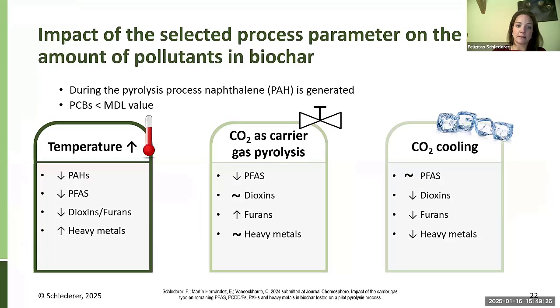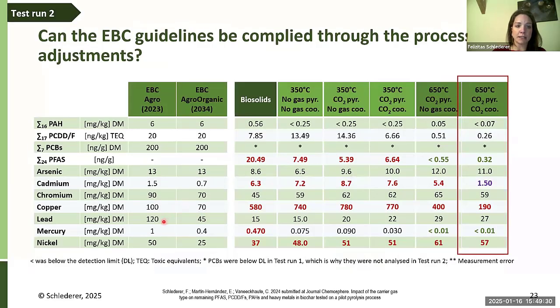However, do we now fulfill the EBC guidelines? So here you can see the EBC guidelines, and I will point directly out the biochar at 650 degrees by adding CO2 into the pyrolysis process and then the cooling process. And yes, we fulfill: we were below the detection limit for polyaromatic components. Dioxin and furans were also really, really low, PCBs were not detected, and PFAS was also really, really low. So we are working here in nanograms per gram. Interesting here, cadmium. With cadmium, we are fulfilling the EBC AgroOrganic regulation actually. And also interesting, we were able to reduce the copper concentration. However, we are not fulfilling the EBC guidelines for copper and nickel.